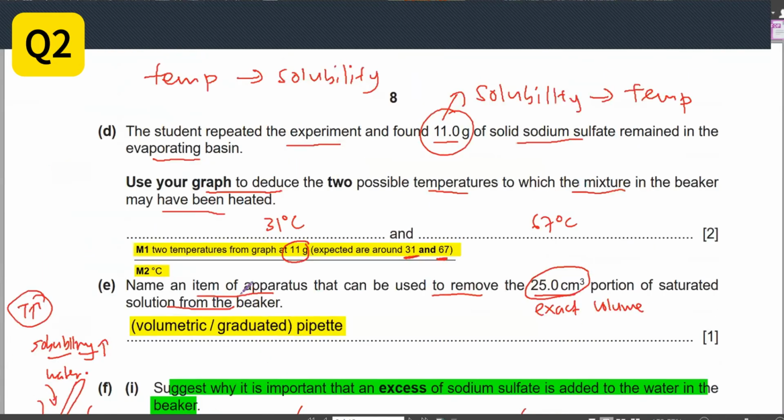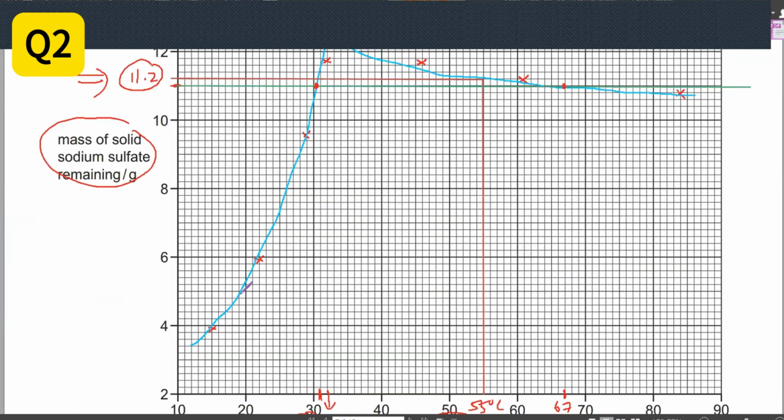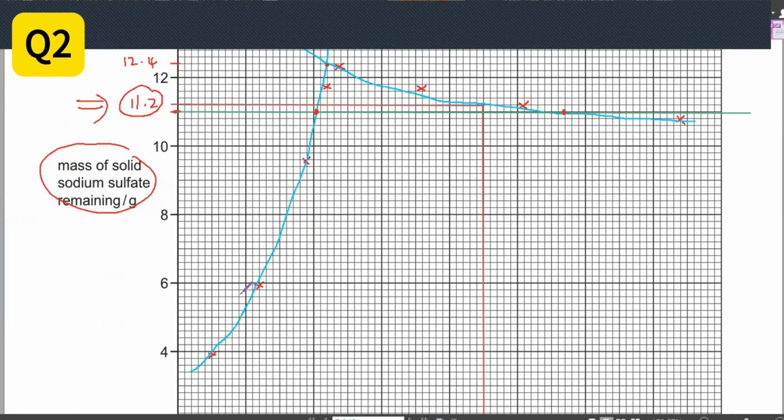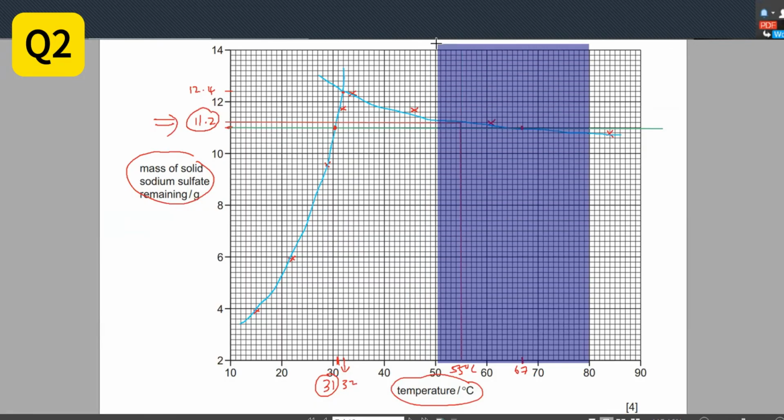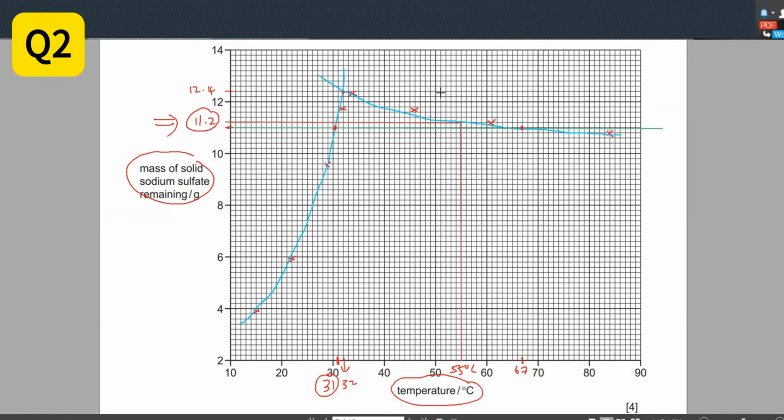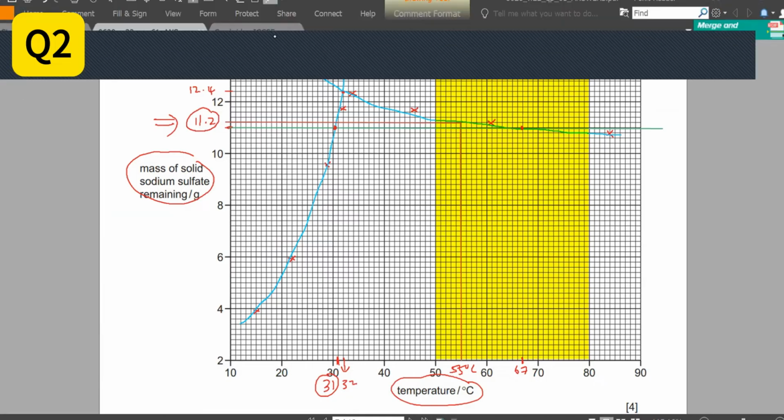80 to 50. So we are interested in this part here. We are interested in what happens between 80 and 50. The solubility at 80 is here, which is around 10.8.